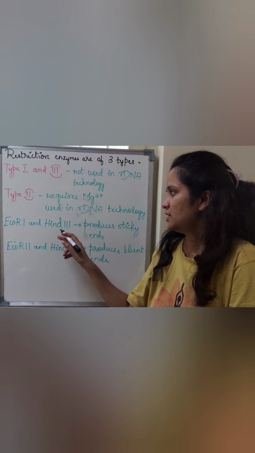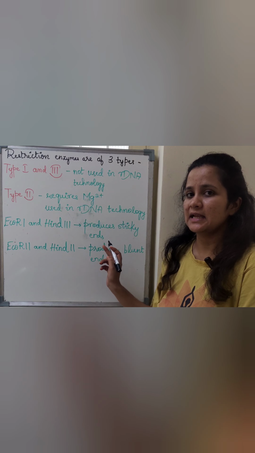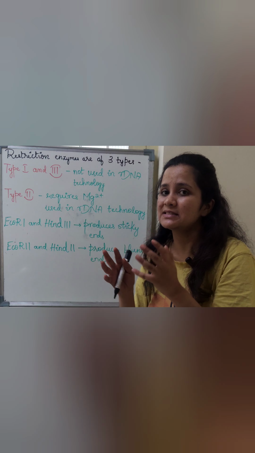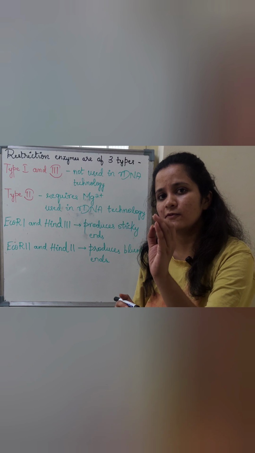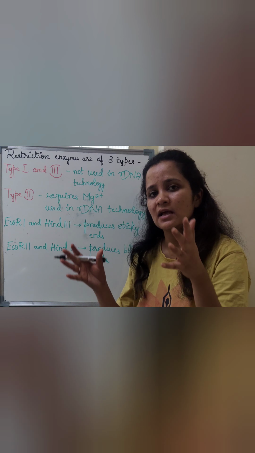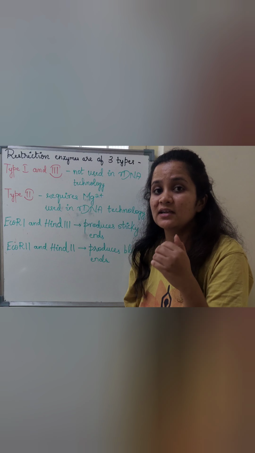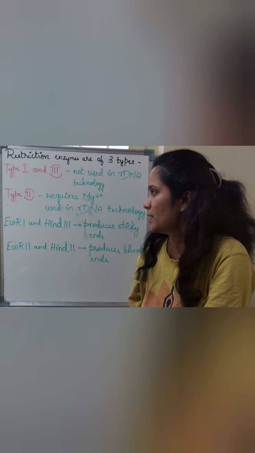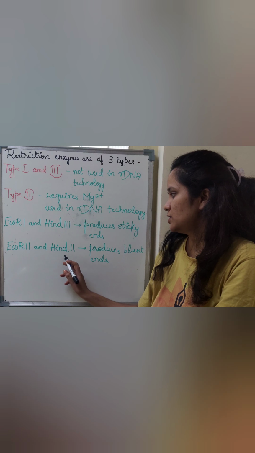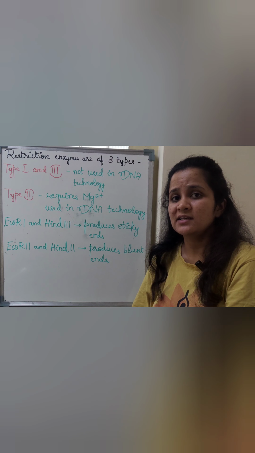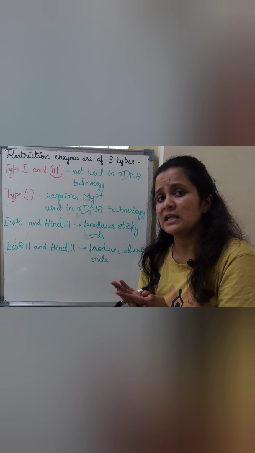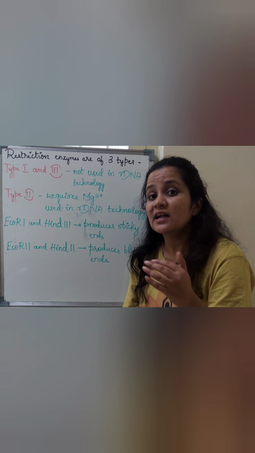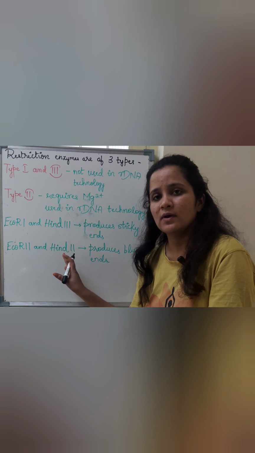EcoRI and HindIII produce sticky ends. So when they cut the sequences at a particular region, the ends will be sticky. When ends are sticky, if there are any complementary bases, they will stick to each other and produce a more efficient rDNA. Whereas EcoRV and HindII produce blunt ends. Blunt ends means they will not be sticky, and here you might not have complementary bases, right? In that case we can use EcoRV and HindII.